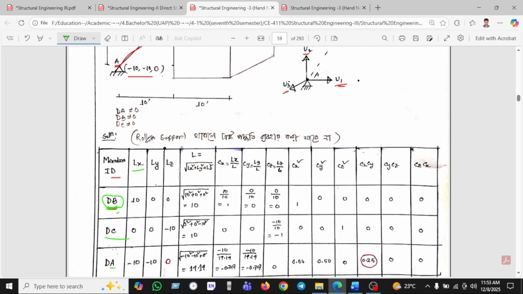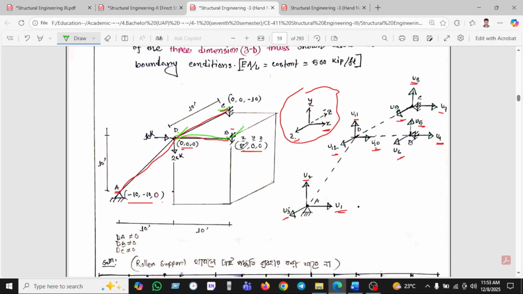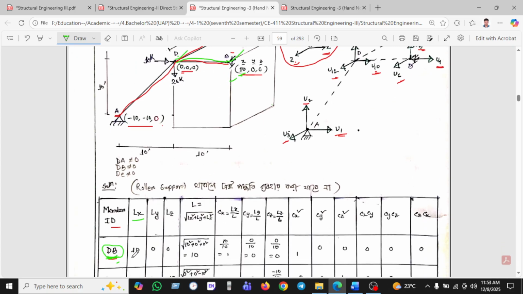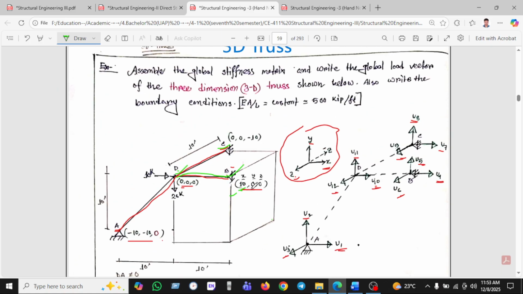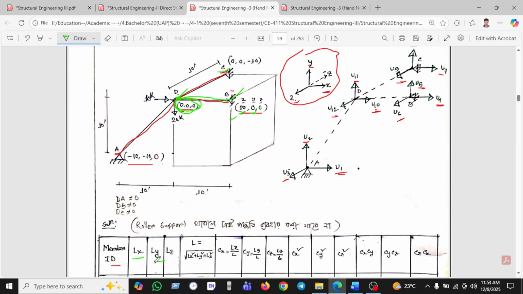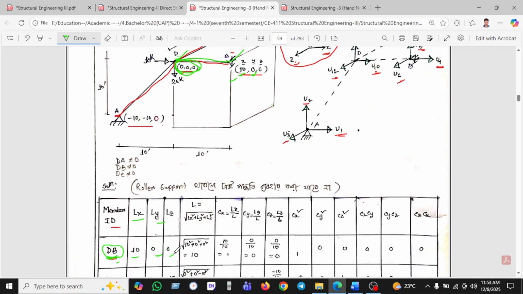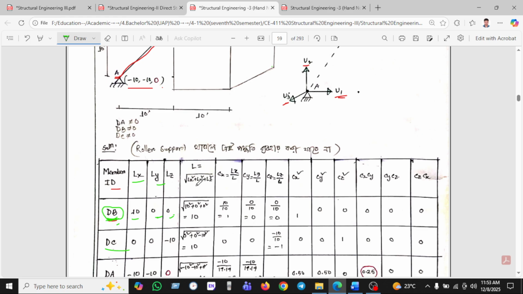The distance given here, lx, that means the x distance, is 10. And ly is 0, as we have taken the coordinate origin at point d, that's why y is 0. Lz is also 0. Now if we calculate L, that is the square root of lx square plus ly square plus lz square, after calculating we find 10.